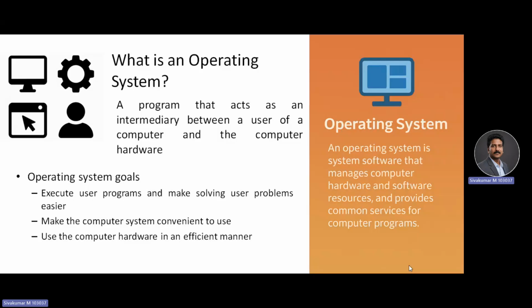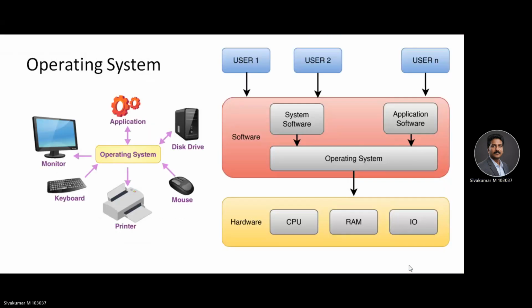So in general, you can define an operating system as a system software that manages computer hardware and software resources and provides common services for computer programs. So this is how an operating system looks. It connects applications, disk drive, mouse, printer, keyboard, monitor.